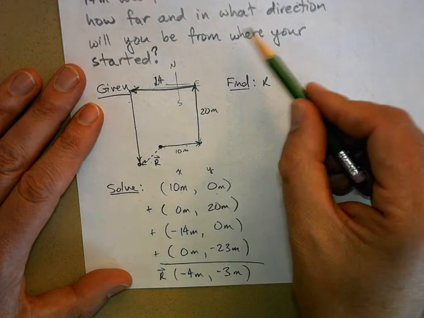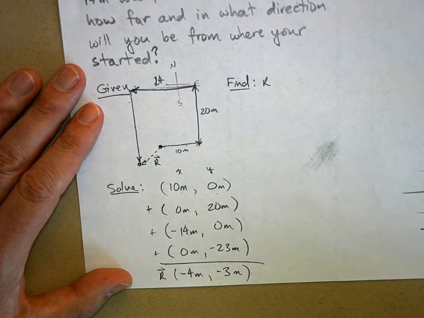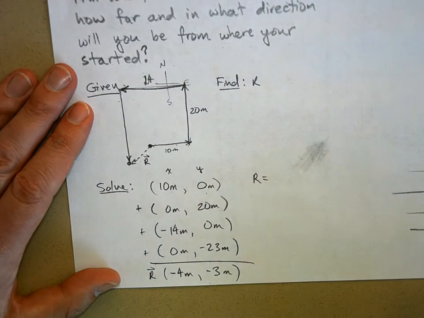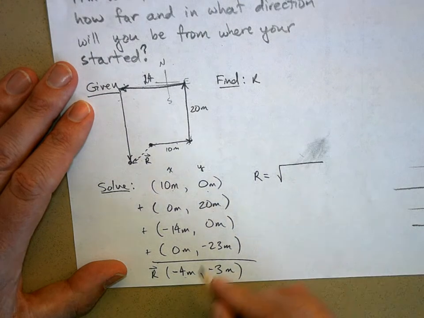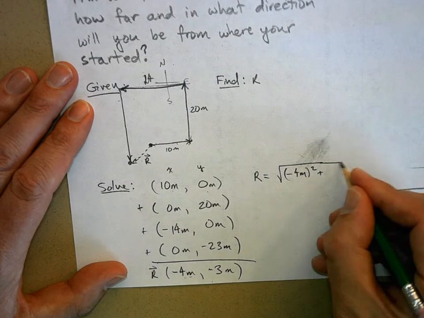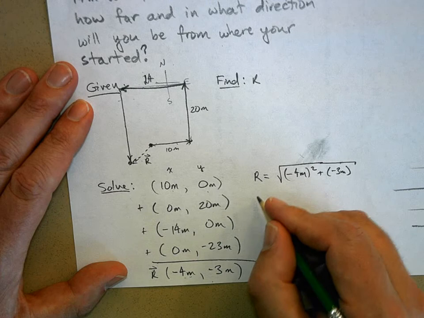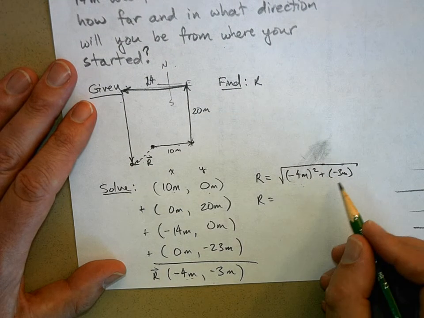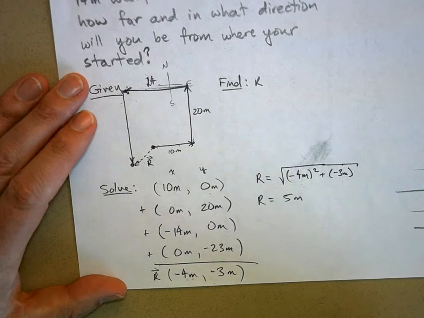But now, how far and in what direction? That's polar coordinates. So let's convert this to polar coordinates. So what is r equal to? The magnitude of r. Use the Pythagorean theorem. It's the x component squared plus the y component squared. And of course, everybody's favorite Pythagorean theorem problem, the square root of 16 plus 9. It's 25, square root of 25 is 5. 5 meters.